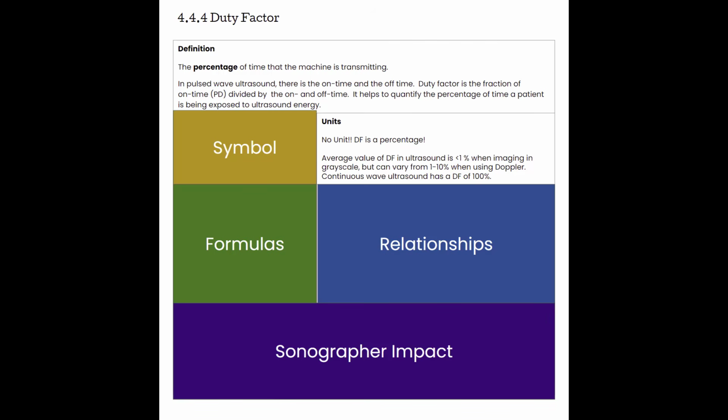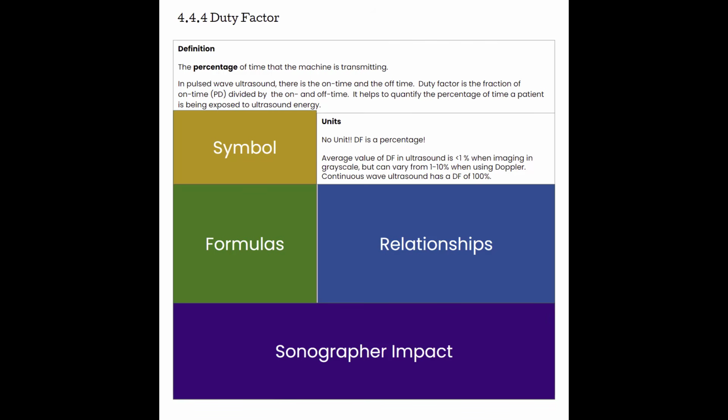When we're imaging with B mode or grayscale, the average value of duty factor is going to be less than 1%. So that means it's just this little boop, and then the rest of the time it's just listening. And it's listening for those echoes to come back. And then another quick little pulse, and then it waits. So it's talking far, far less than it is actually listening for echoes to return.